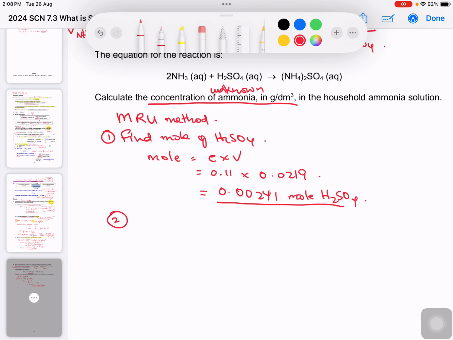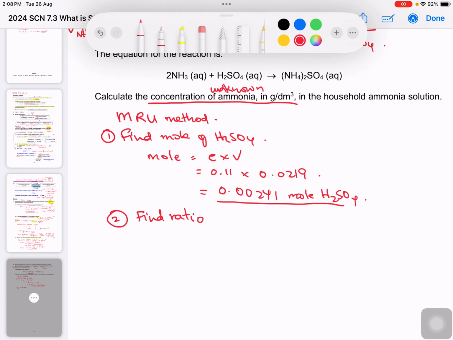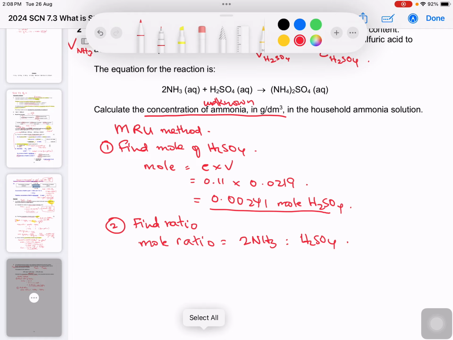R is find ratio. Find ratio, and that is from the equation. So mole ratio will be equals to 2 NH3 is to H2SO4. 2 is to 1.